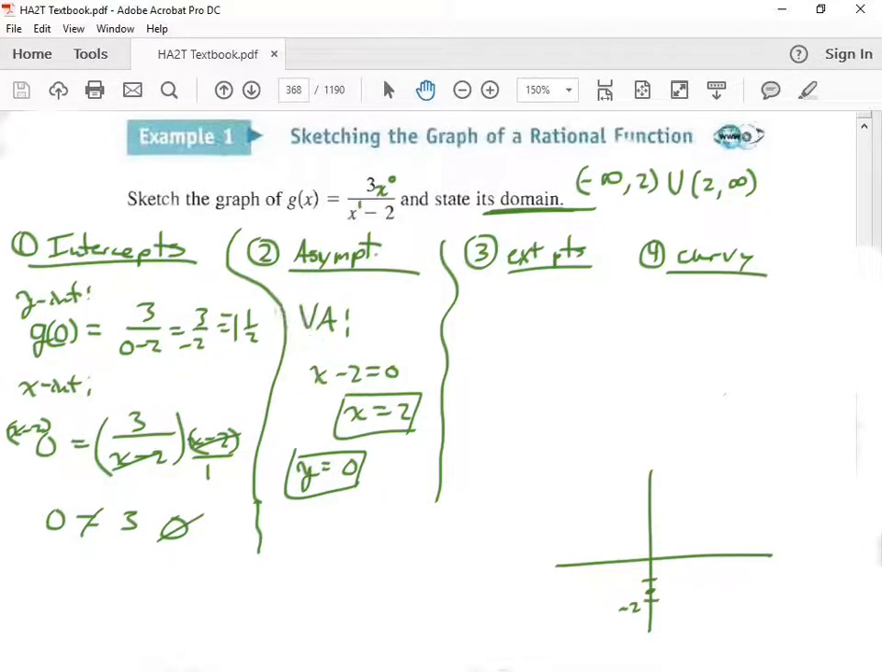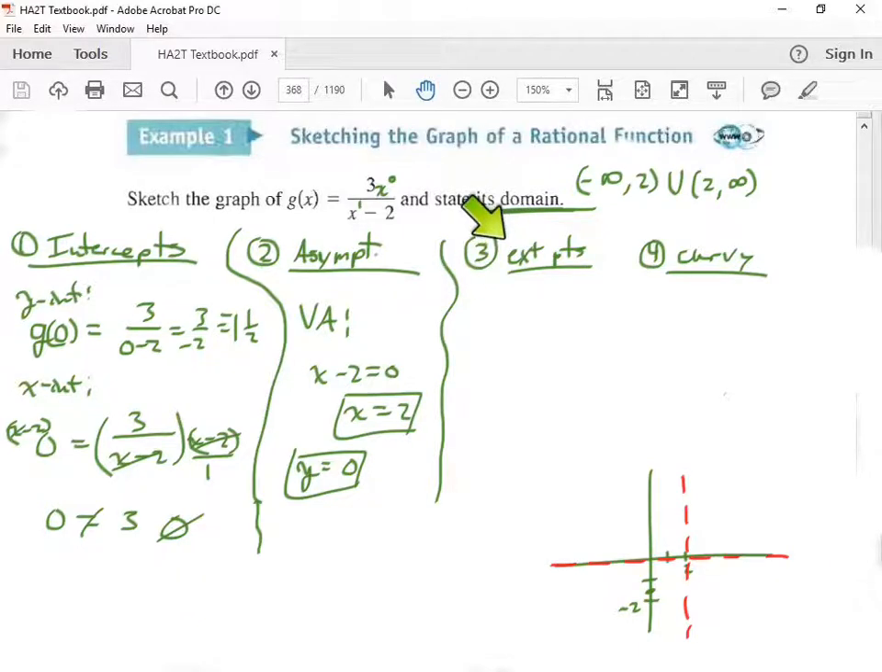So we go over to our vertical asymptote. And we have to go over to 2 and draw our vertical asymptote. I'm going to use red for this guy. And then we have our horizontal asymptote at y equals 0. So because it says y equals 0, we look at the y equals 0, which actually is the same as x equals 0, and draw a horizontal line.